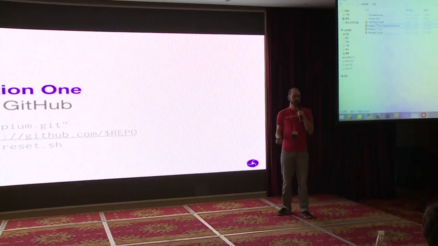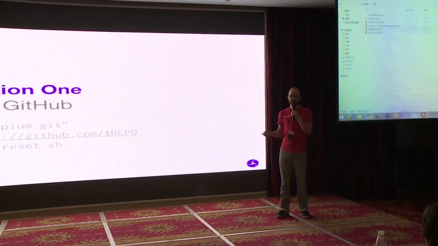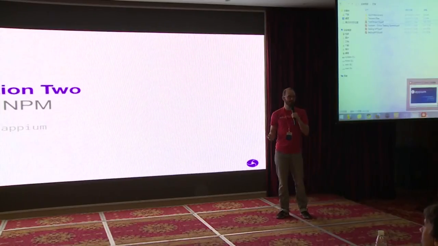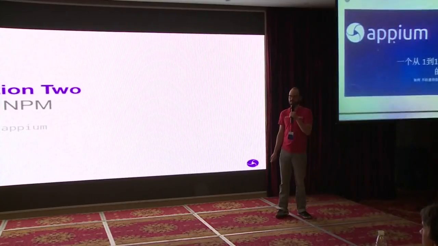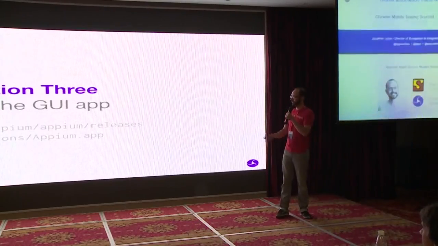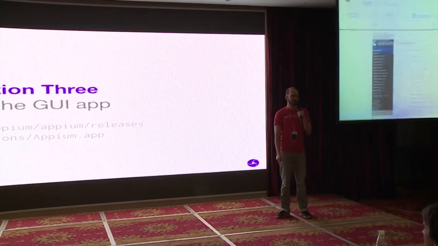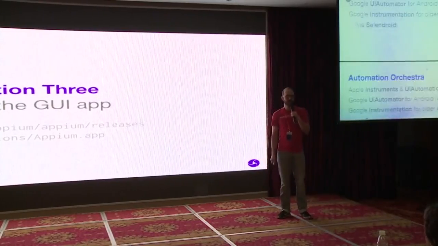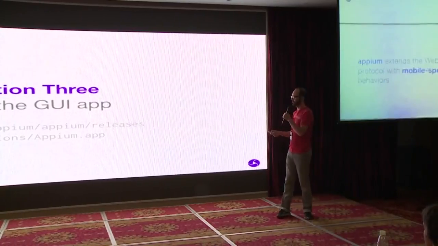There are a couple different ways to install Appium. You can simply install from source and build Appium locally and run it using Node.js. Secondly, you can install using npm, which is the Node package manager. Third, you can download the Appium graphical user interface. This is a program that runs on Mac or Windows and gives you a nice point-and-click way of using Appium.